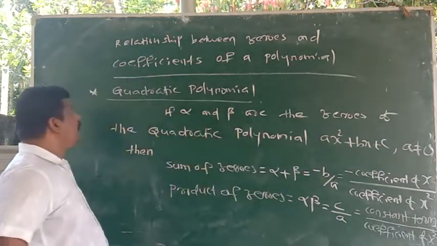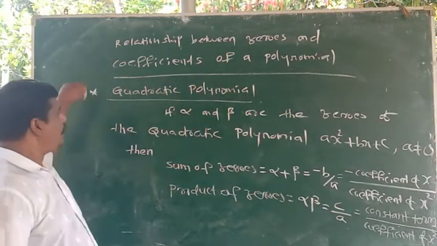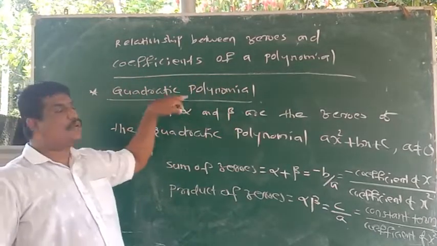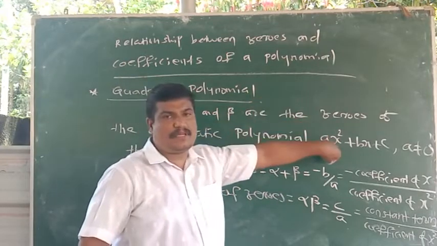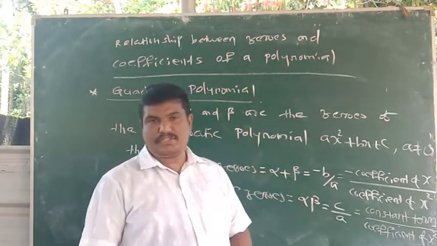Very important relationship between zeros and coefficients of a polynomial: first, the quadratic polynomial's zeros and coefficients relation. Okay, clear? All of you know? Clear? Doubts on it?